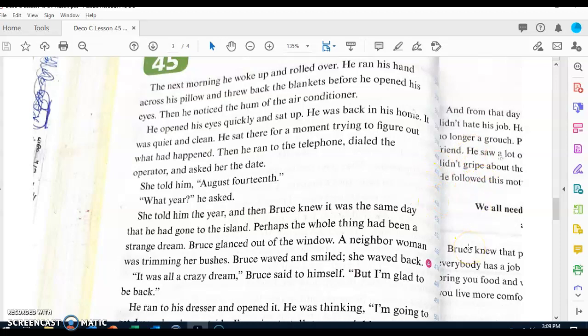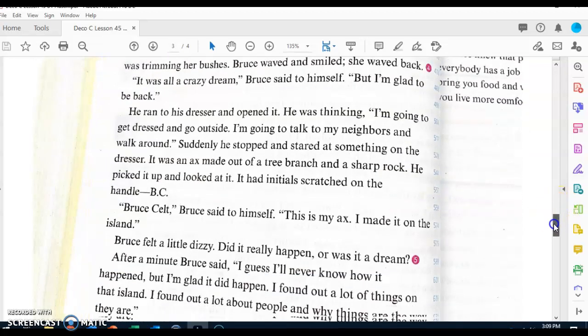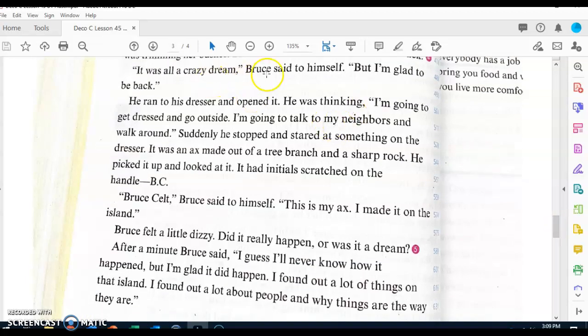Perhaps the whole thing had been a strange dream. Bruce glanced out the window. A neighbor woman was trimming her bushes. Bruce waved and smiled. She waved back. It was all a crazy dream, Bruce said to himself, but I'm glad to be back. He ran to his dresser and opened it. He was thinking, I'm going to get dressed and go outside. I'm going to talk to my neighbors and walk around. Suddenly, he stopped and stared at something on the dresser.